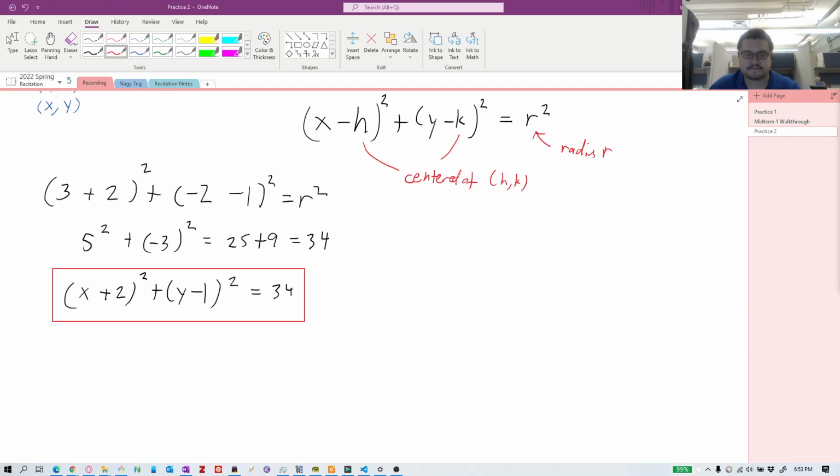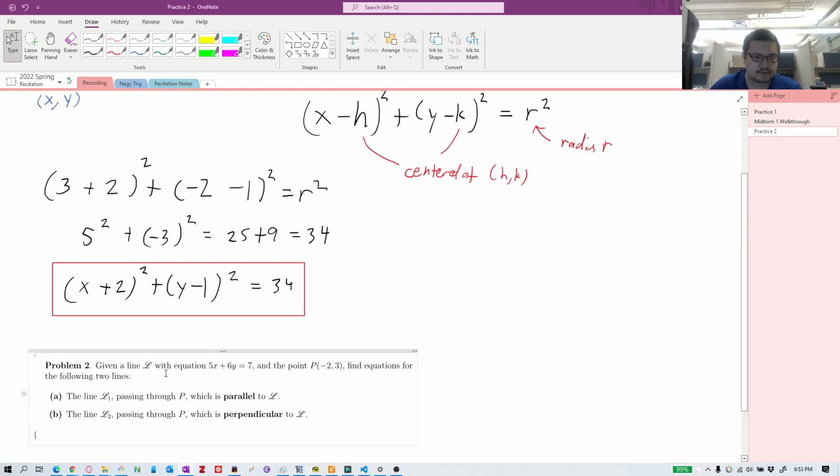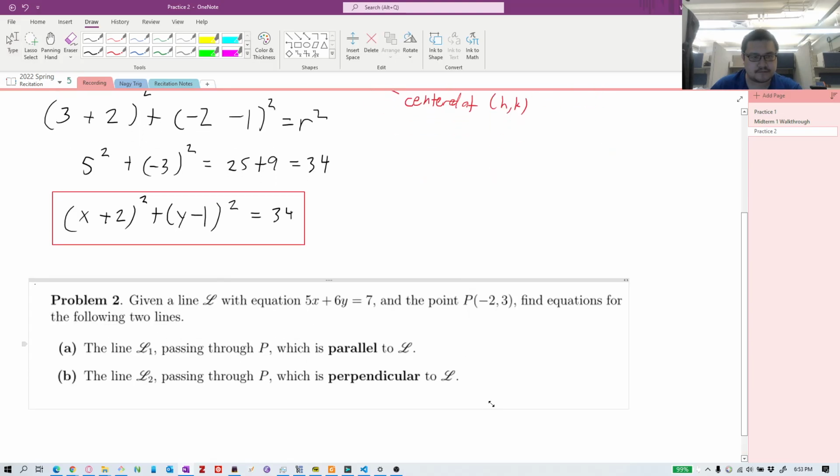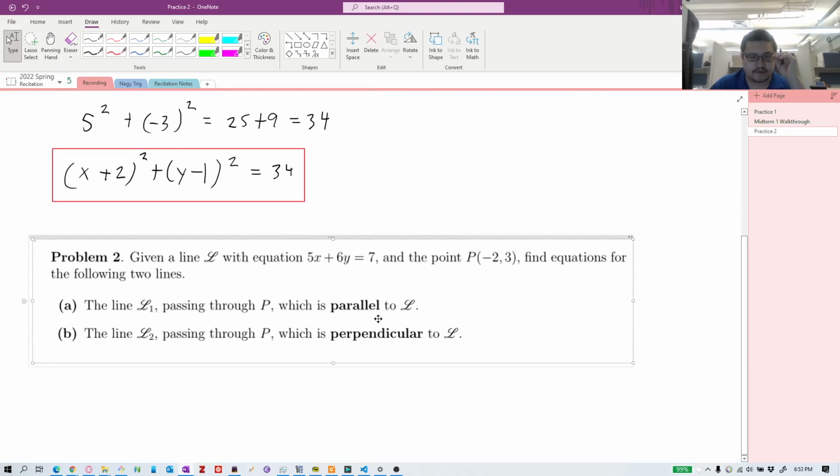Let's see. All right. Number 2. All right, so this is really similar to a homework problem from the past. We have on a line, we have a point. We want to create 2 new lines, one which passes through the point P and is parallel to the given line, and another one that is perpendicular.